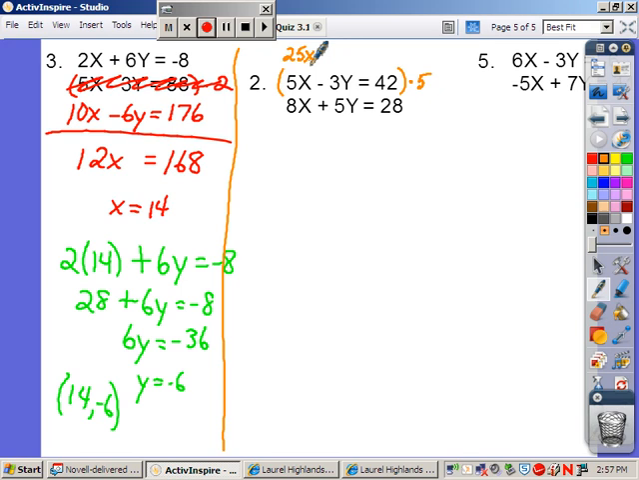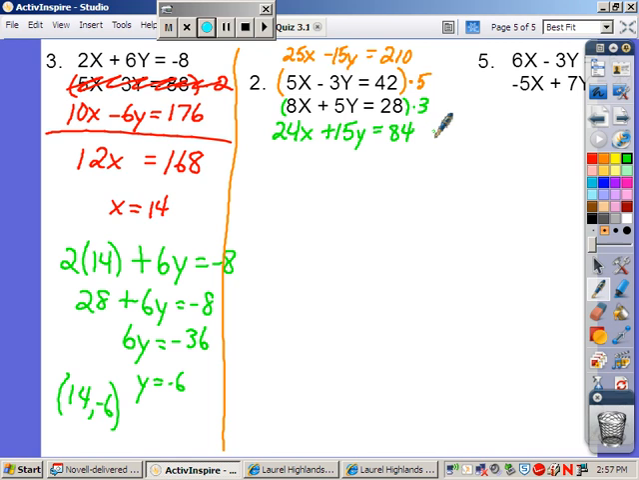25x minus 15y equals 210. The bottom one, I want this to be positive 15y, so I'm going to take this one and multiply it by 3. This is going to be 24x. Here's my plus 15y, and this is 84.